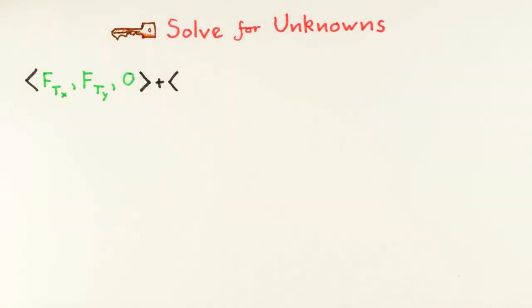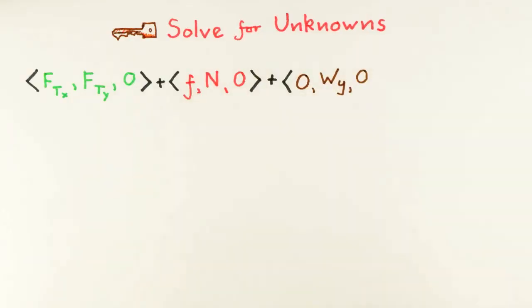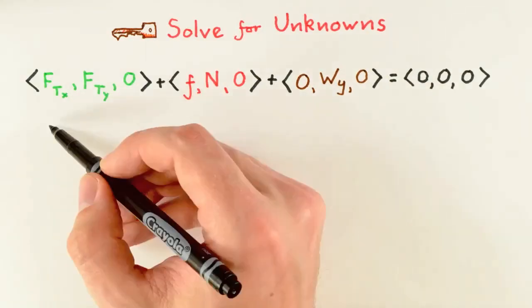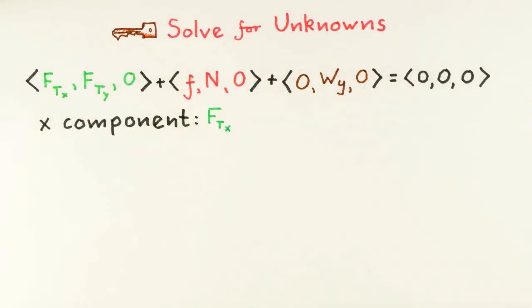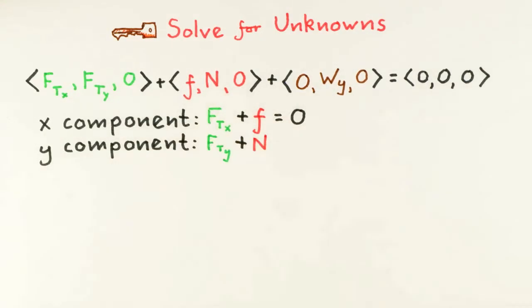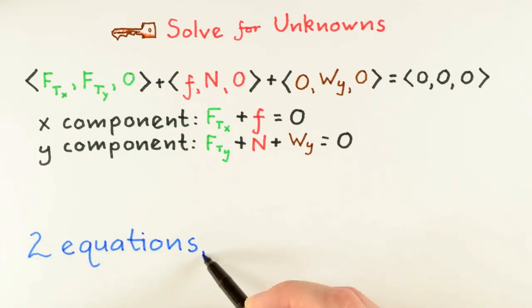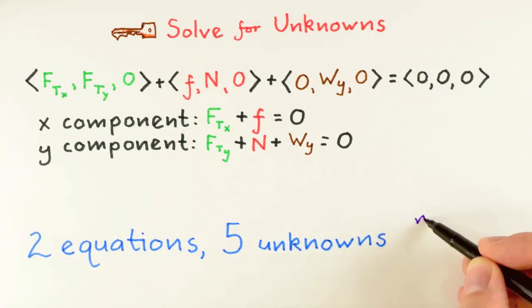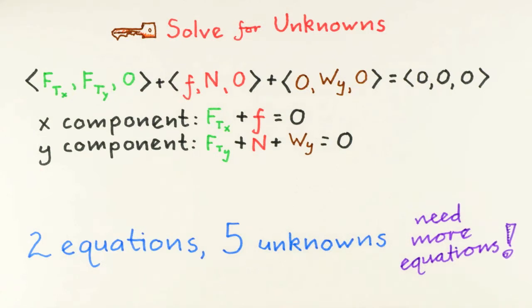From this vector expression, each non-zero component corresponds to an equation, meaning F net equals the zero vector corresponds to each component of F net must also sum to zero. To solve for unknown forces, we need to have as many equations as unknowns. Here we have 2 equations and 5 unknowns, so we need more information to make any progress.